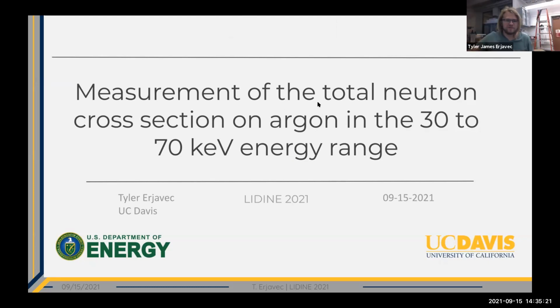Okay, so my name is Tyler Erjavec. I'm a graduate student at UC Davis, and I work under Professor Melev Hantich. And today I will be talking about a measurement we did of the total neutron cross-section on argon in the 30 to 70 keV energy range.